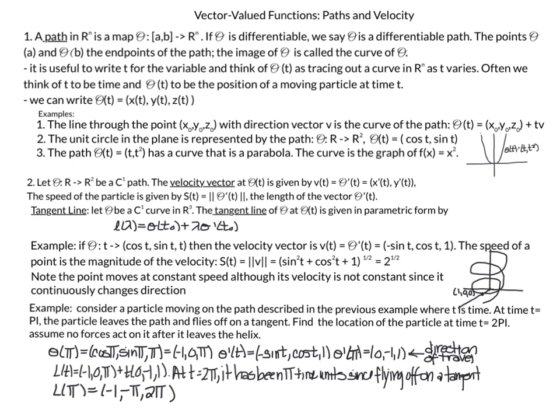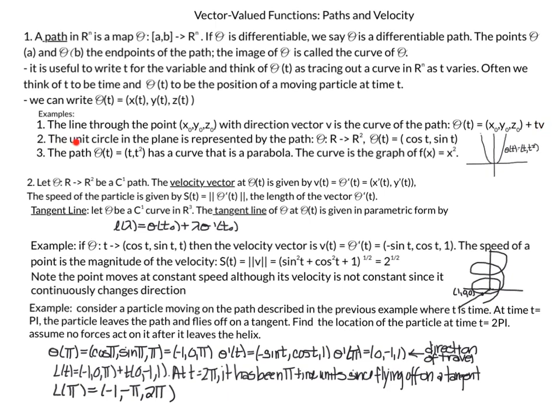And we had 4 examples, 3 of which I put on this review sheet. The line through the point x naught, y naught, z naught in the direction of vector v has the parametric equation: the point x naught, y naught, z naught, plus t, our parameter, times vector v. So again, it's the point, and v is the direction.